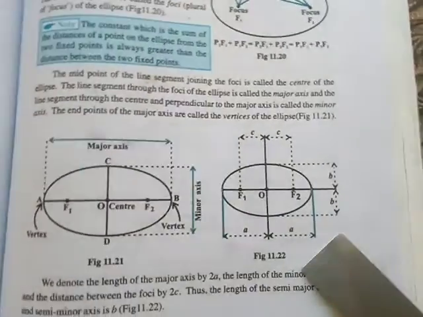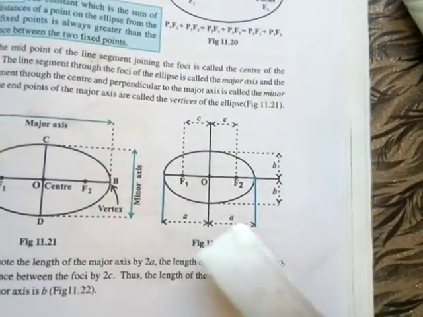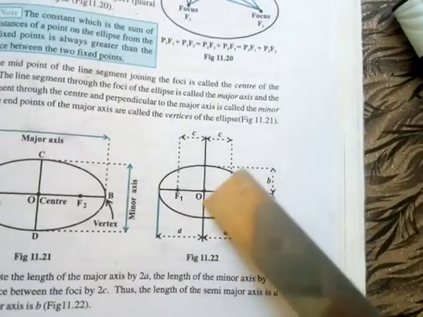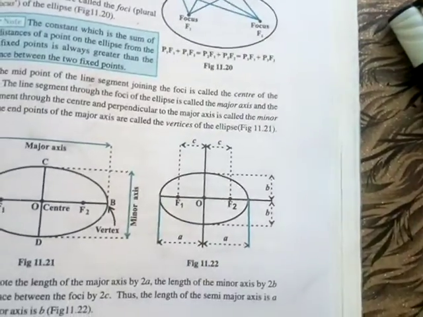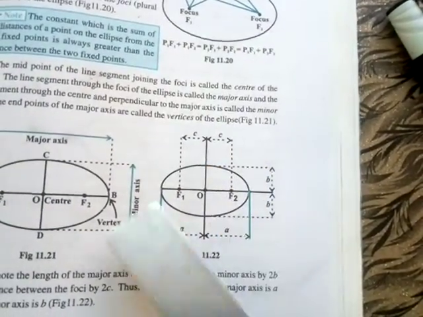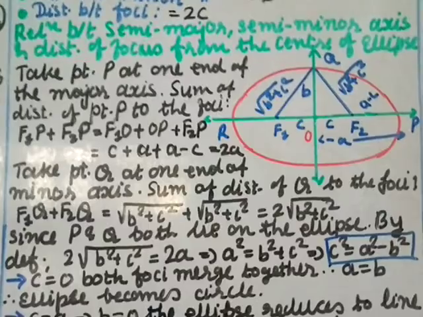And here we have written the measurements. This is A, this is A. From here to here this is B, and from here to here this distance is B, and this one is C and this also is C, and together it will be 2C, and together this will be 2B, and this will be 2A.